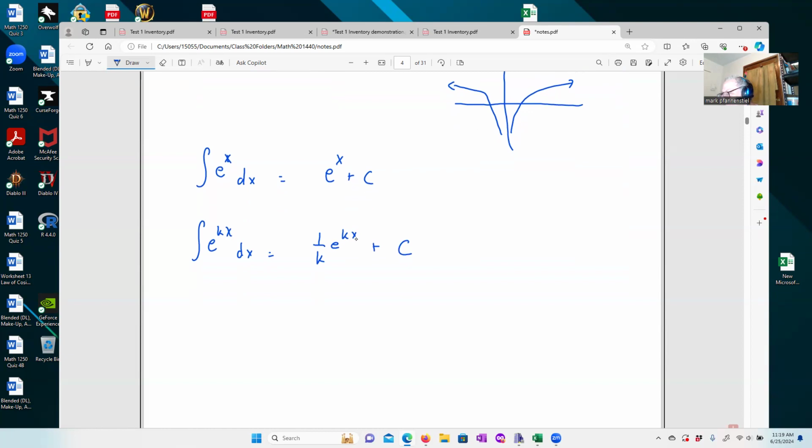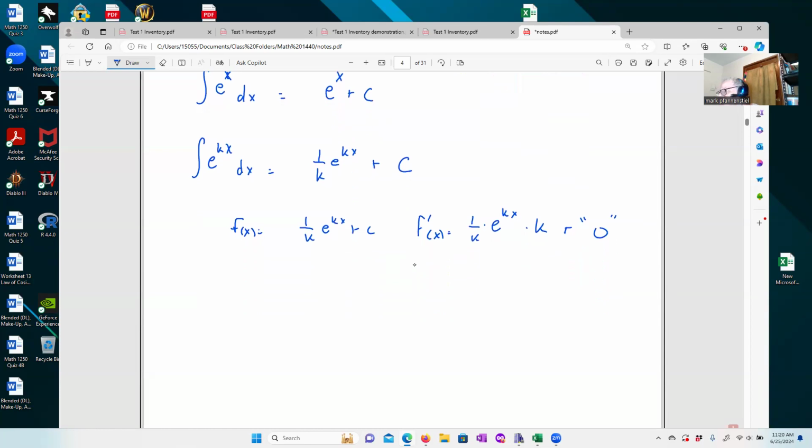Now, if I go ahead and try to take this derivative, if this is my original function, f of x equals 1 over k e to the kx plus c, we take our derivative and get 1 over k times e to the kx. Now remember, there's a chain rule here, so there's going to be a times k at the end for the chain rule. Again, the derivative of this constant is going to be 0.